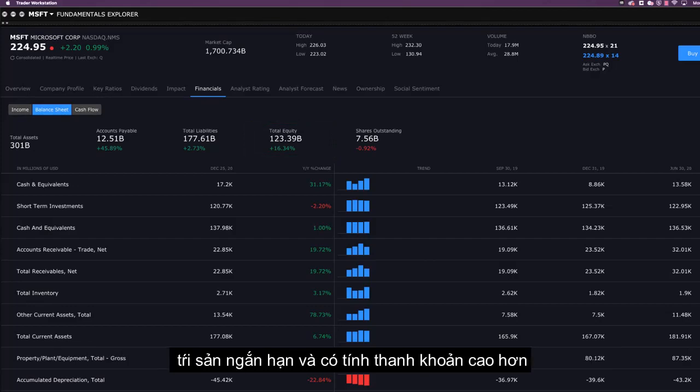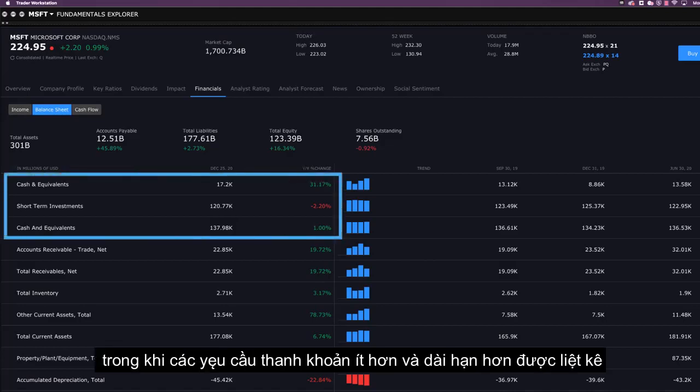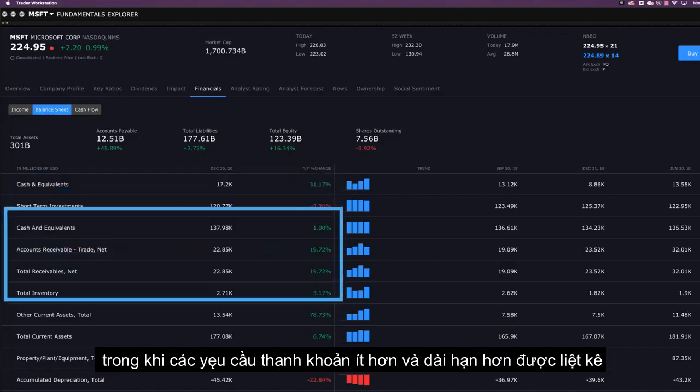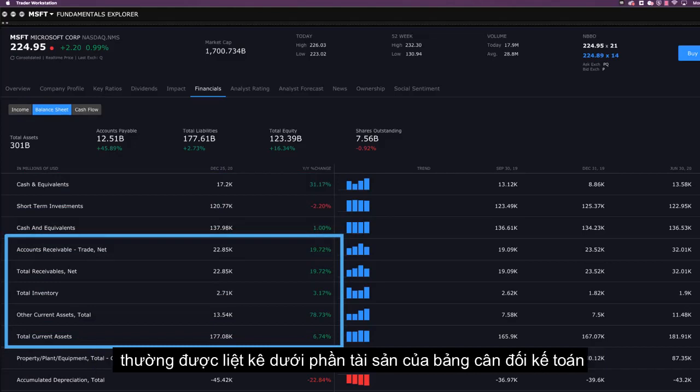More liquid and short-term assets and current liabilities are listed first, while less liquid and longer-term claims are listed lower down the balance sheet. Next, we will describe some of the items commonly listed under the asset side of a balance sheet.